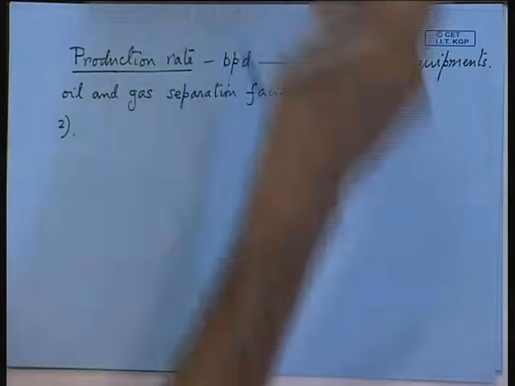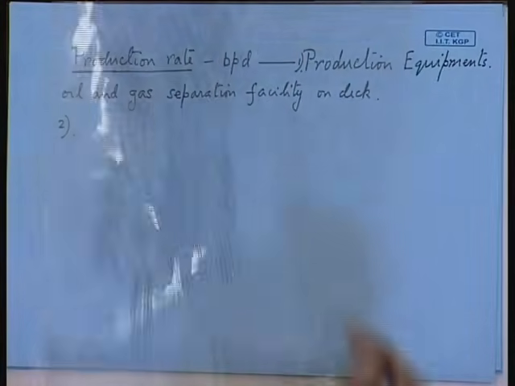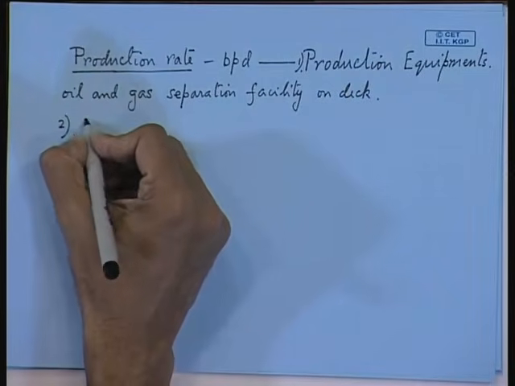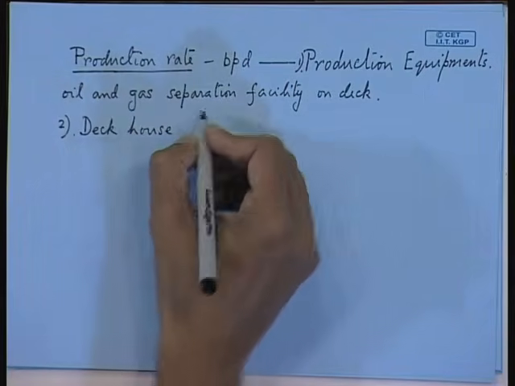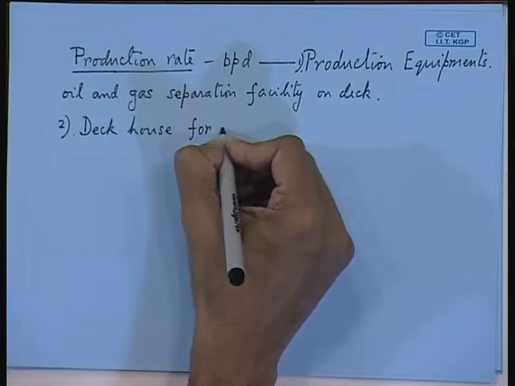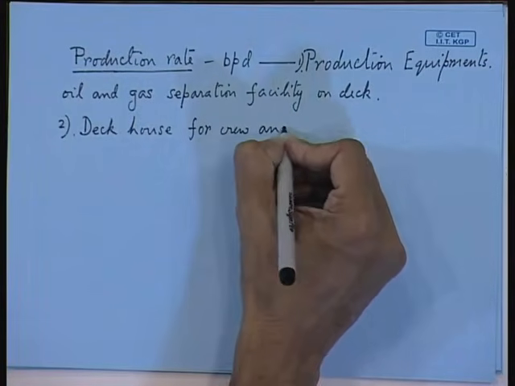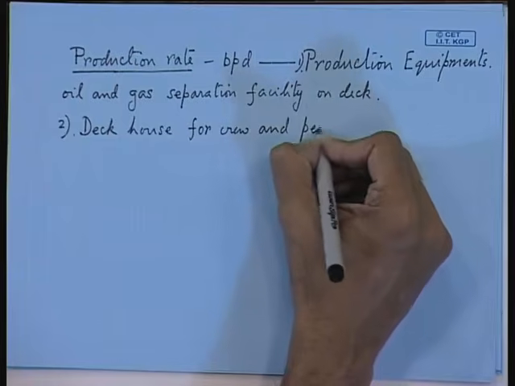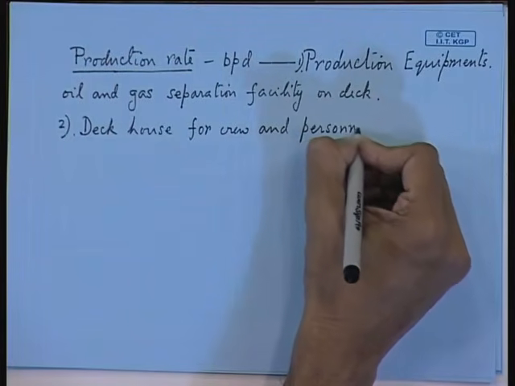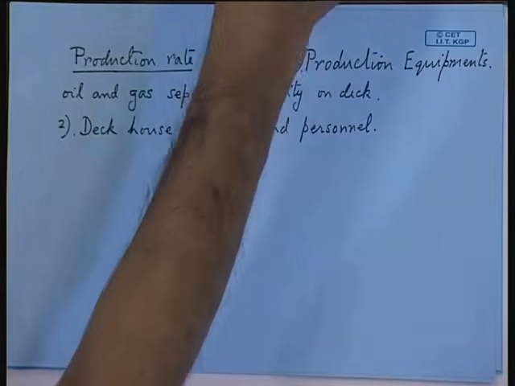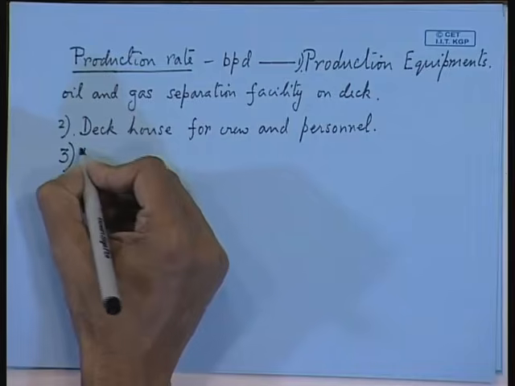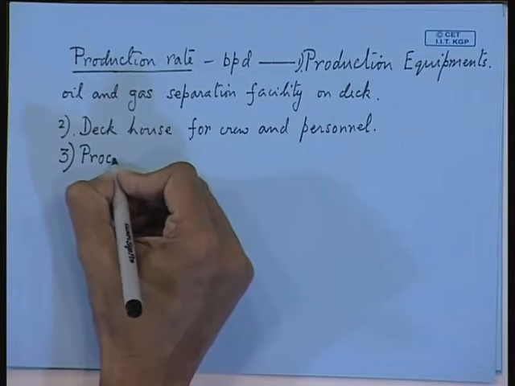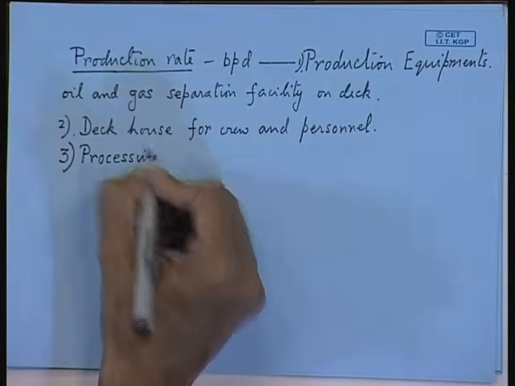From the diagram that you can see, we have a very large deck house for crew and personnel. They have to be housed on the deck, and the other you have, so production equipment, then you have processing facilities for oil.